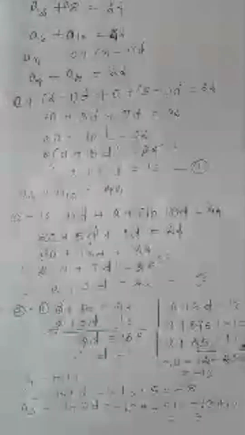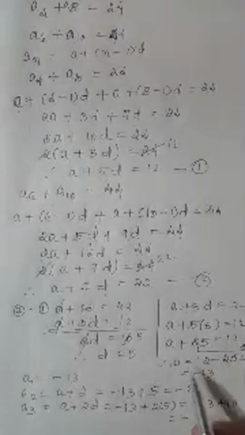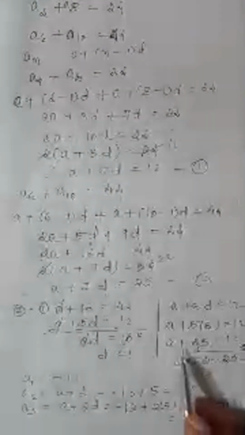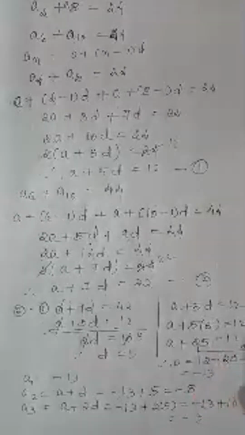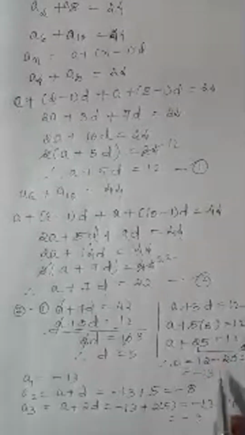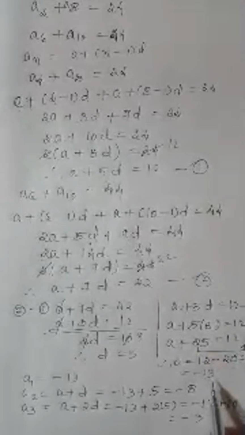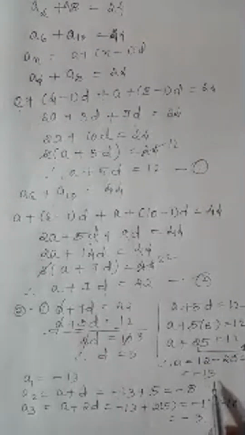After that I want to find the value of a using equation 1 or 2. Here I am going to use equation 1. A plus 5 into d is equal to 12. In place of d, we have to put 5. So 5 into 5 is 25. A plus 25 is equal to 12. Here we transpose plus 25 from left to right. Here plus or minus means you should take the transpose. Plus 25 becomes minus 25. Here a is equal to 12 minus 25. What are you getting? Minus 13.